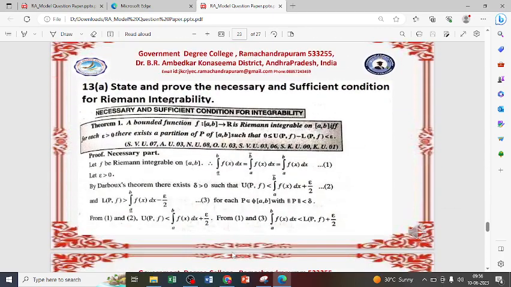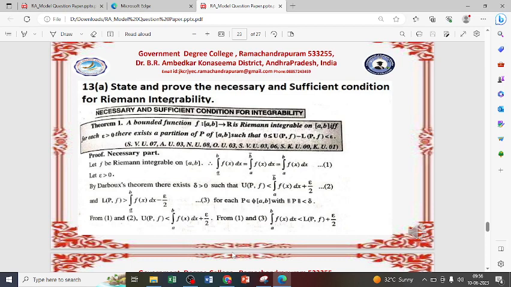Now question number 13a. State and prove the necessary and sufficient condition for Riemann integrability. So Riemann integrability: a bounded function f from closed interval [a, b] to R is Riemann integrable on [a, b] if and only if for each epsilon greater than 0 there exists a partition P of closed interval [a, b] such that 0 is less than or equal to U(P,f) minus L(P,f), which is less than epsilon.